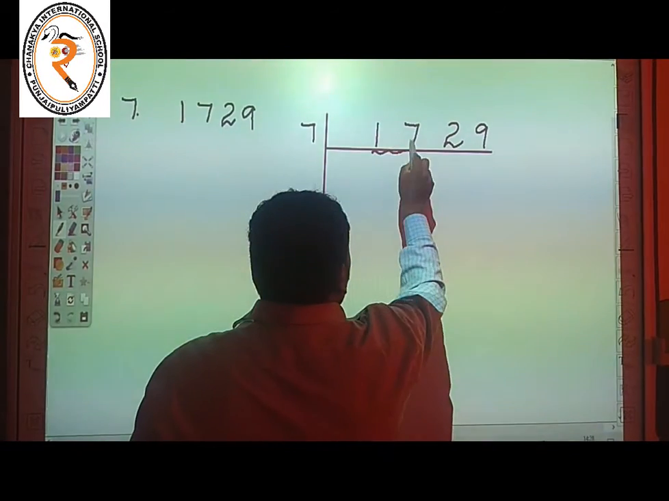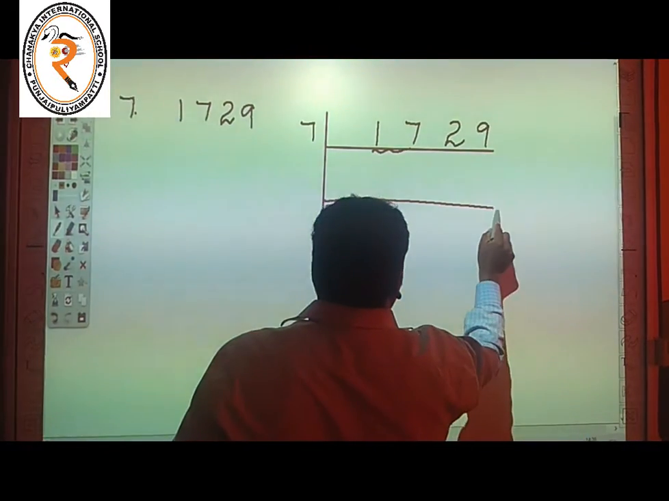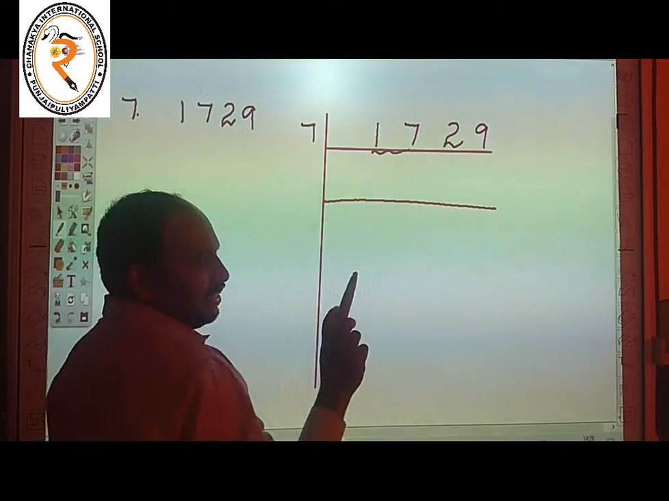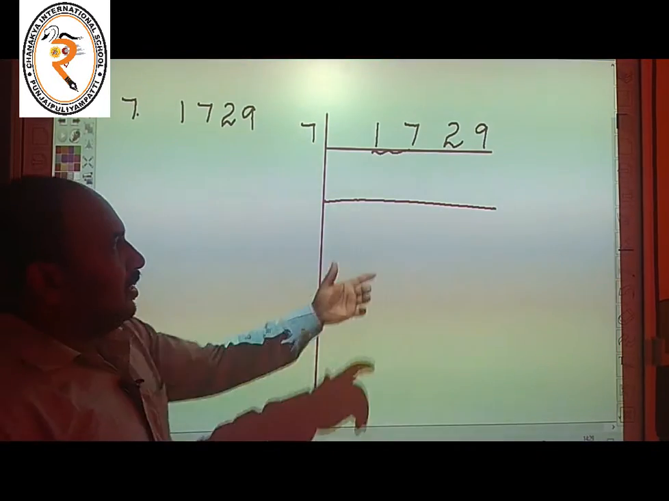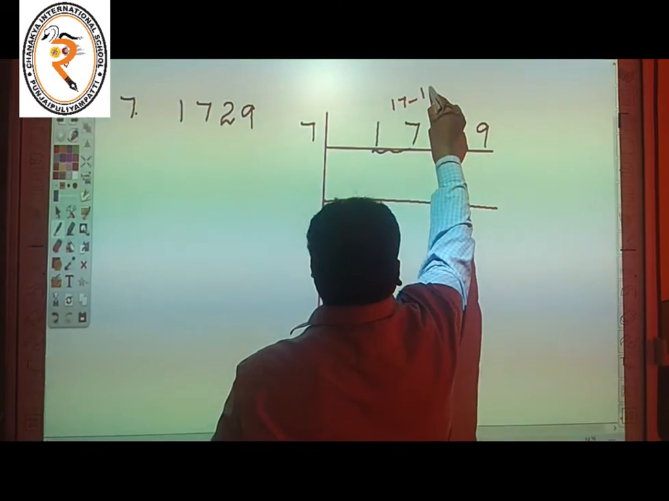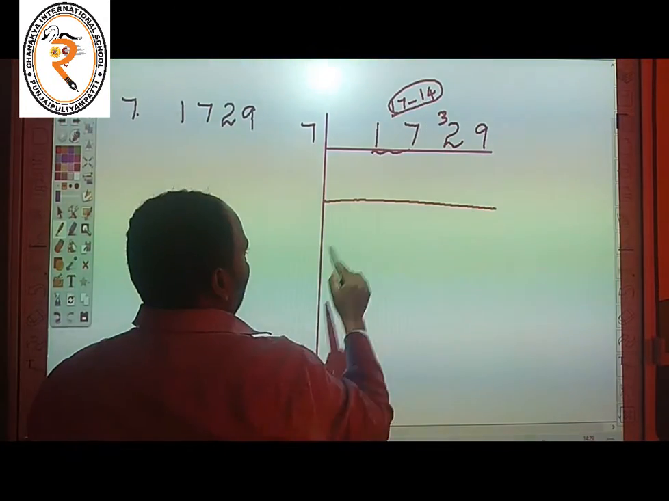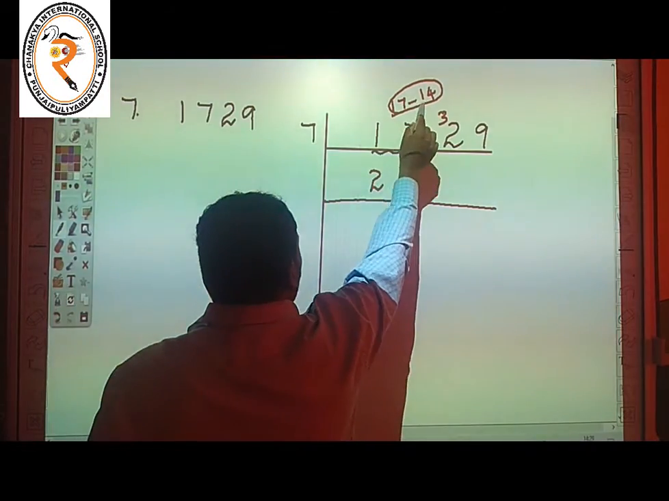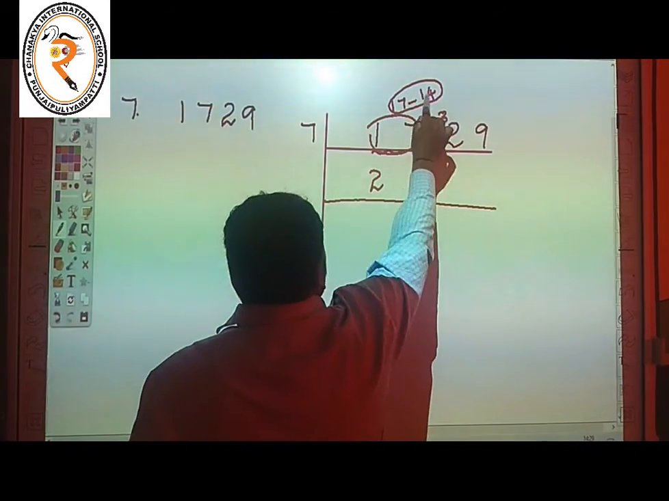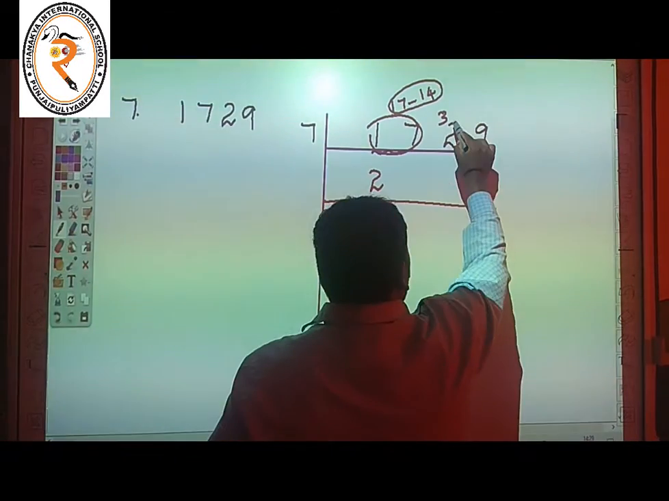So first 2 digits, 17. We take the 7th table. 1 7 is 7. 2 sevens are 14. Here 17 has 2 sevens, 14. So 17 minus 14 is equal to 3. 2 into 7 is equal to 14. 17 minus 14 is equal to 3. So 3.